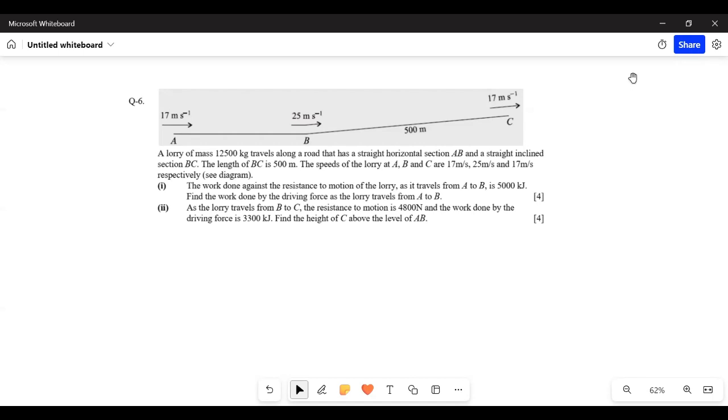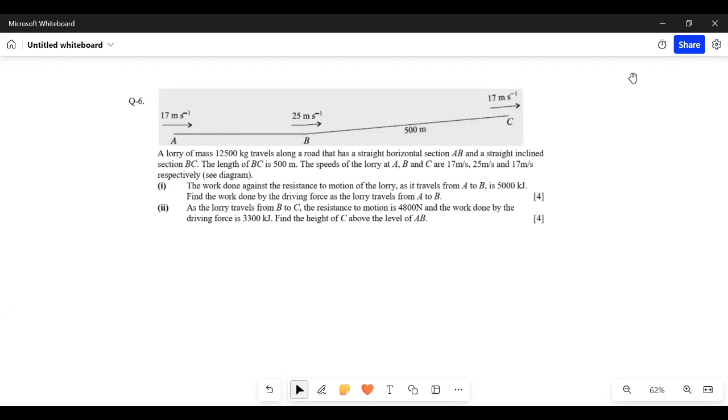Question number 6 of the worksheet on power, energy, and work. A lorry of mass 12,500 kg travels along a road that has a straight horizontal section AB and a straight inclined section BC. The length of BC is 500 meters.